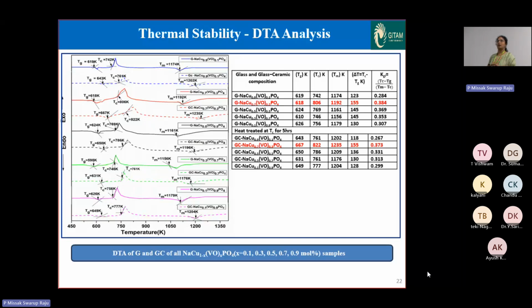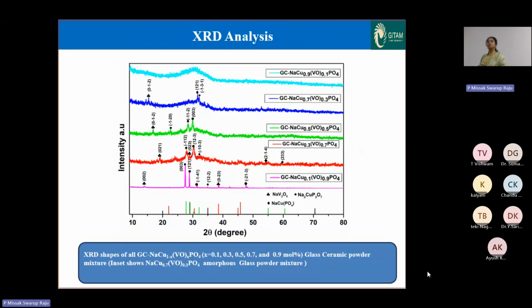We can go to the glass ceramic values. For the glass ceramic, the delta T value is also 150, which is high compared to the remaining samples. So in glass ceramics and in glasses, X equal to 0.3 mole percent is the best in the copper cathode. XRD identifies the different phases that appear there.